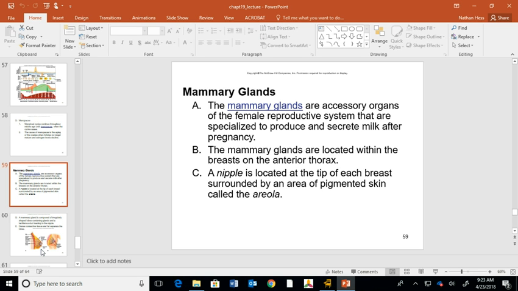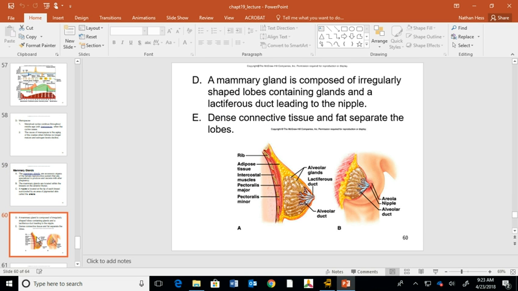Okay, anatomy pieces. The mammary glands are located within the breast on the anterior thorax. So there's a difference between the breast and the mammary glands. The mammary glands are the actual epithelium that are producing the milk. Does that make sense? But they're contained within the breast. You have this area on the very tip called the nipple, surrounded by pigmented skin called the areola. And here inside, you see those mammary glands that are producing that milk.